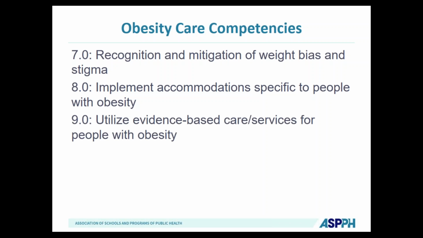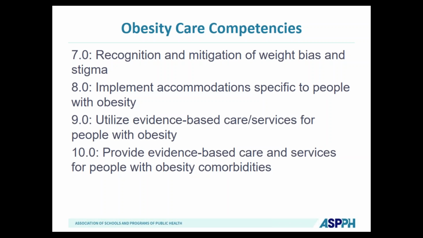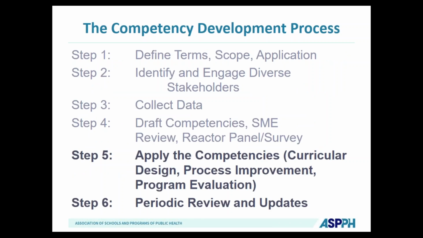We also talk about utilizing evidence-based care or services for people with obesity. And there is now an increasing body of evidence, and then also to provide evidence-based care and services for people with comorbidities, diabetes, hypertension, heart disease, osteoarthritis, and so on. So the next step for us is applying the competencies, both in terms of curricular design, process improvement, program evaluation, and then as we go along, we will continue to update these.